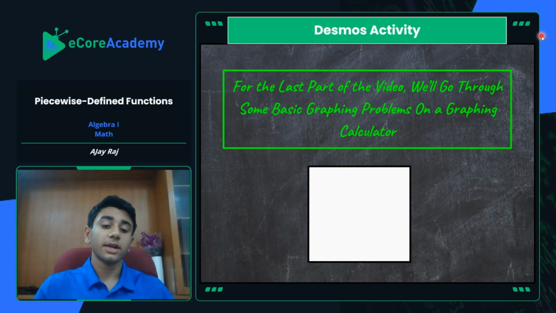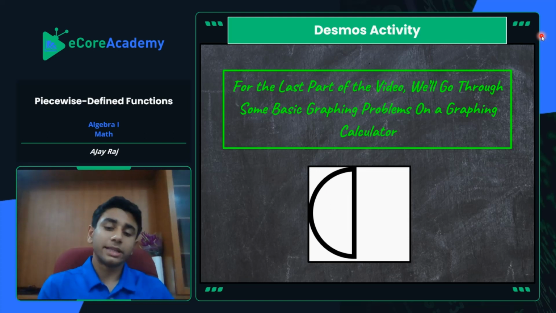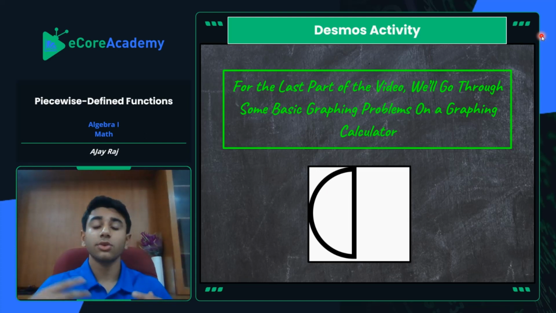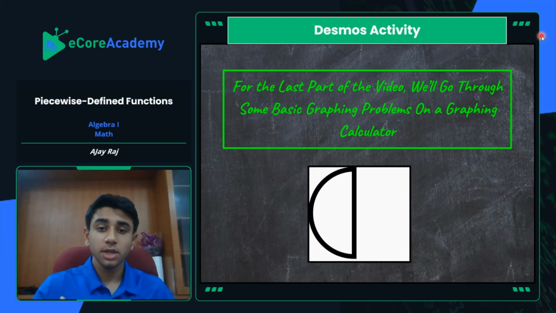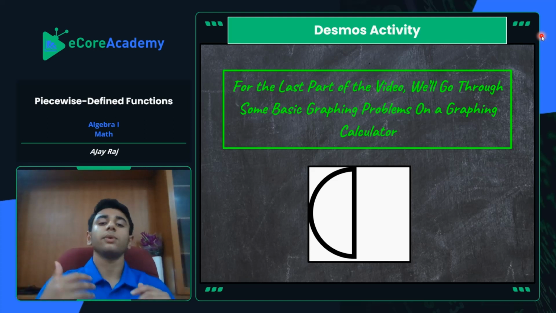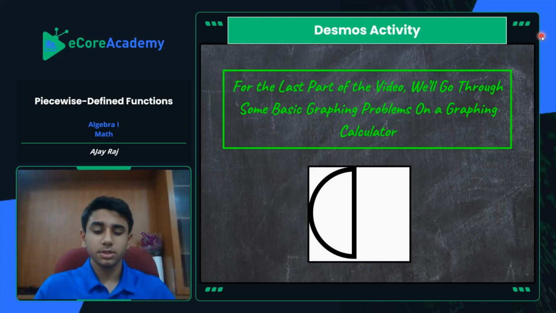So the shape that we're actually going to try and create on this graph, we're going to keep this goal in mind. We're going to try and create a simple square with a semicircle inside. This is a great way, if you use any shapes or any figures or letters that you want to create on a graph itself, to practice with piecewise-defined functions.